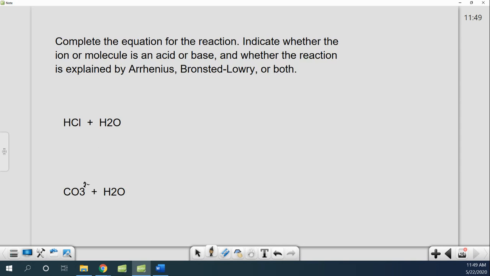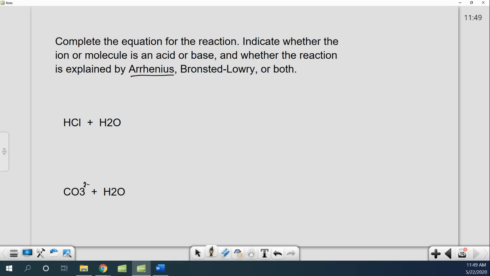All right, another kind of question you might want to look at. Complete the equation for the following reaction. Indicate whether the ion or molecule is an acid or a base, and whether the reaction is explained by Arrhenius, Bronsted-Lowry, or both. Here's a pro tip. If it is explained by Arrhenius, then it is also explained by Bronsted-Lowry. Bronsted-Lowry's theory covers everything that Arrhenius's did, plus extra cases. So you'll never have Bronsted-Lowry on its own. It'll either be an Arrhenius theory or it'll be a both theory.